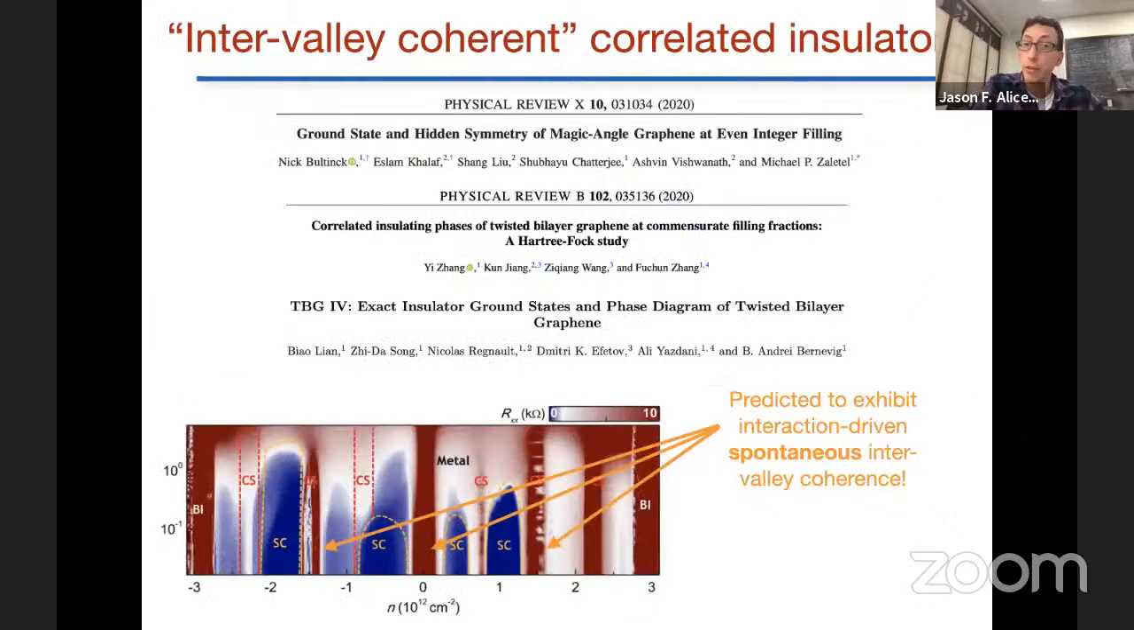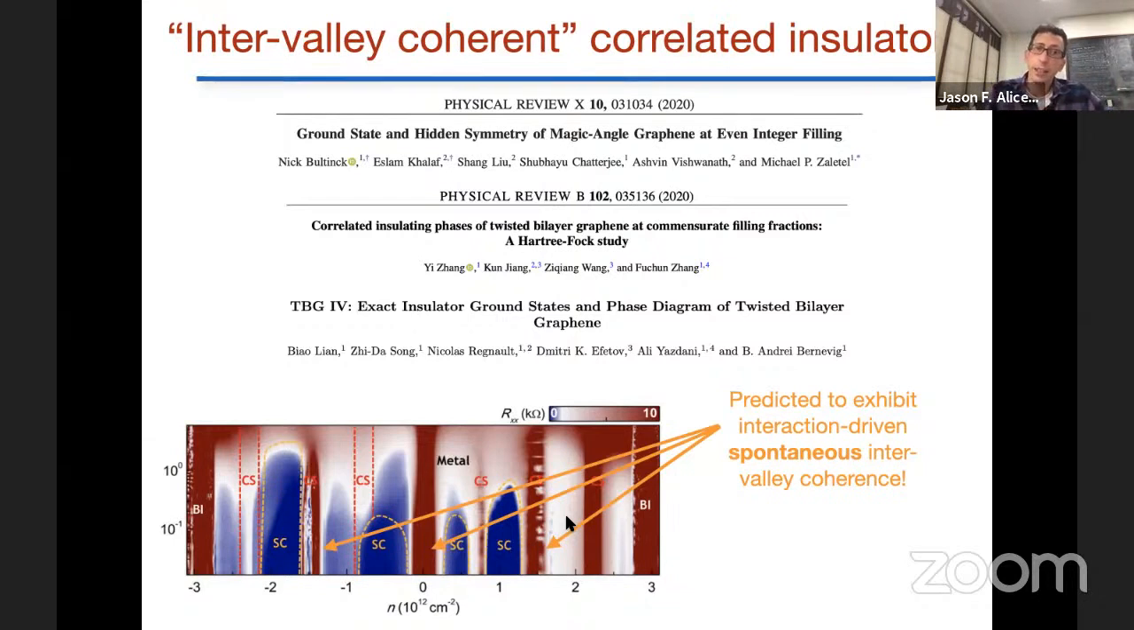Naturally, theorists have spent a lot of time over the last couple of years thinking about the nature of correlated insulating states that have been observed in experiment. And here's a trio of papers that studied this problem and found that the correlated insulators that appear at charge neutrality and at half filling of the valence or conduction flat bands, these papers predicted that those insulators exhibit interaction-driven spontaneous intervalley coherence.